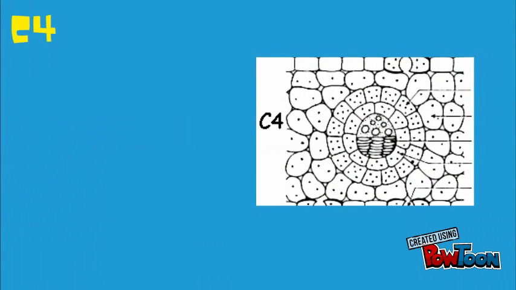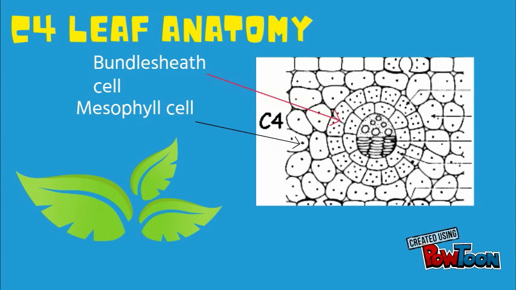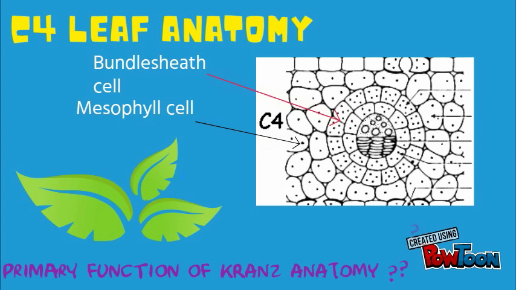C4 leaf anatomy. C4 leaf anatomy is called Kranz anatomy. Its inner ring-shaped cells, called bundle sheath cells, contain starch-rich chloroplasts, and mesophyll cells are present as the outer ring. The primary function of the Kranz anatomy is to provide a site in which CO2 is concentrated around rubisco.